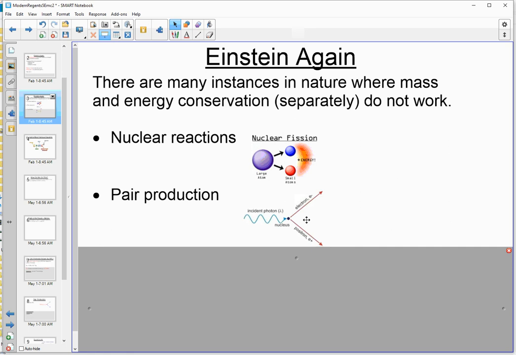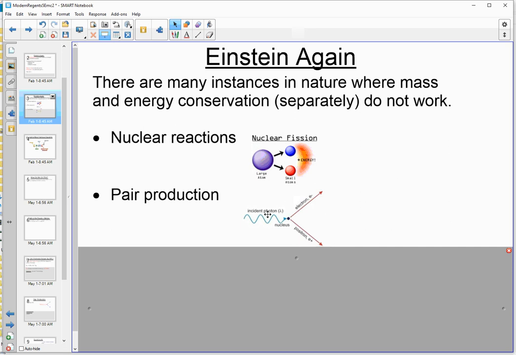It's a real thing. Every single particle that we can think of, electrons, protons, neutrons, they all have antiparticle counterparts. And the antimatter particle of an electron is an anti-electron or a positron. So as this photon is traveling along, it can spontaneously disappear and turn into both an electron and a positron.